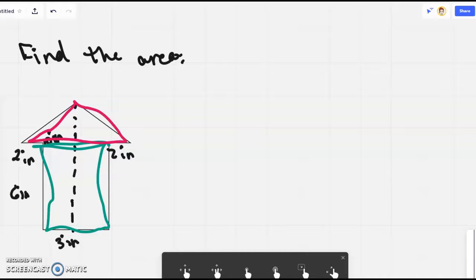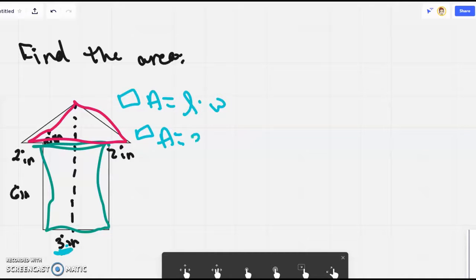Now, as far as it goes, we have to first find the area of our rectangle. So you all help me out. What's our formula for the area of a rectangle? Length times width. So what's the length of our rectangle? 3. And then the width? 6. And then 3 times 6 gives us 18. So we have the area of our rectangle.